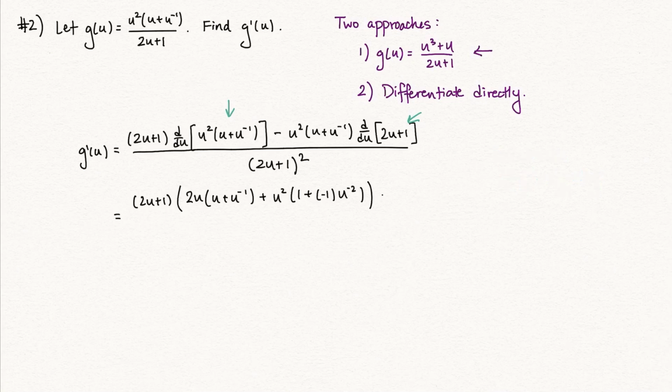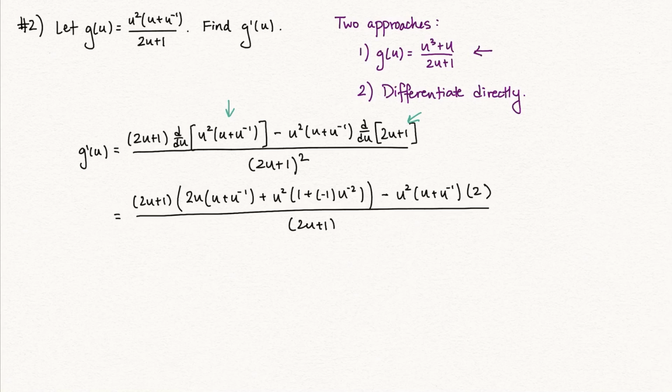Now for the second term, we get u squared times u plus u to the negative 1, and then the derivative of 2u plus 1, well, that's just 2. And then this is all over 2u plus 1 squared.